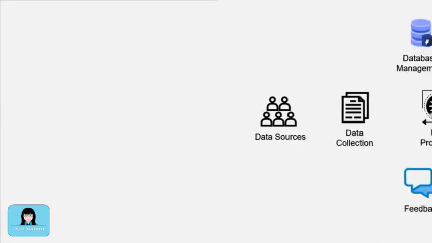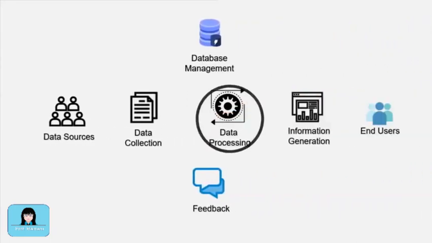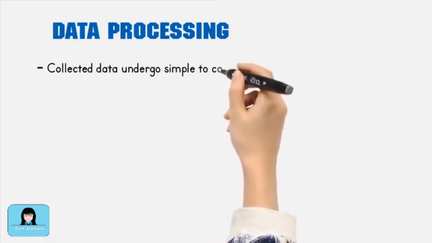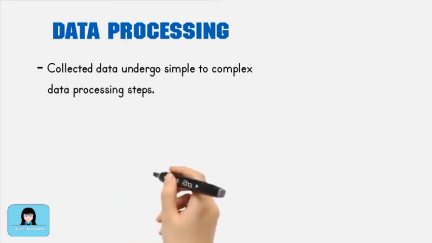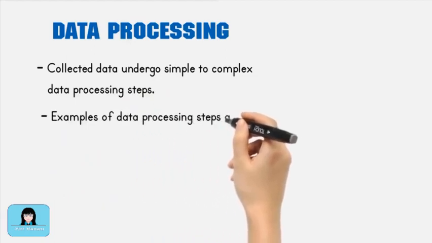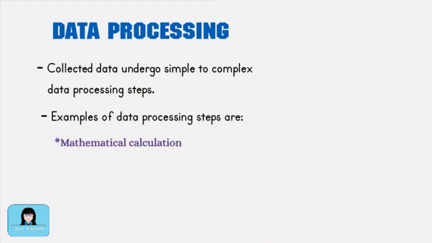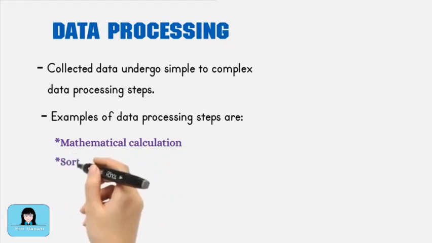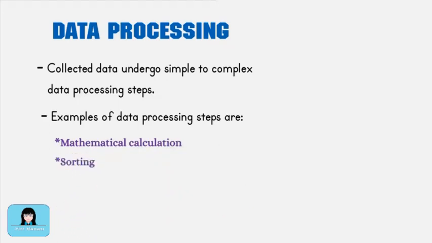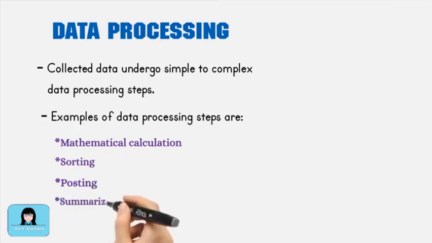Data processing is the next element of the general model for AIS. Data processing is the second operational stage of AIS. The collected data undergo processing steps ranging from simple to complex. Examples of data processing steps are calculation of total number of data or amounts, sorting data alphabetically or numerically, posting data to accounting records and general ledger accounts, and summarization of data for accounting reports.